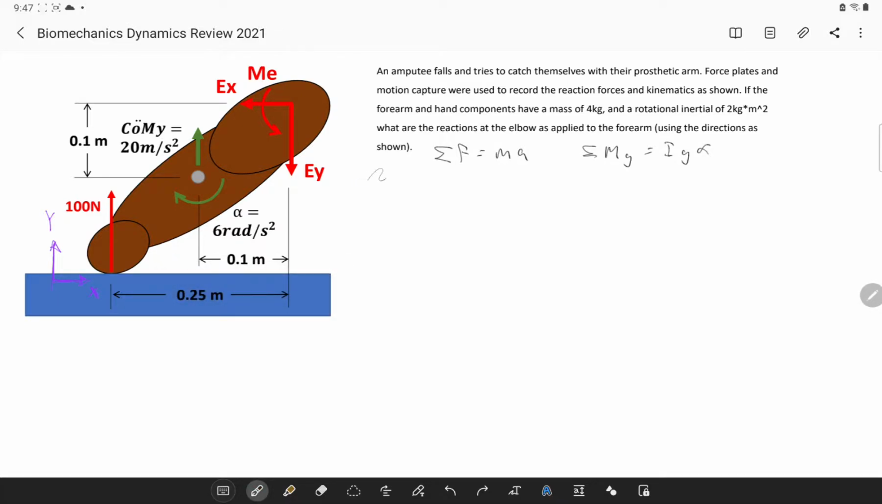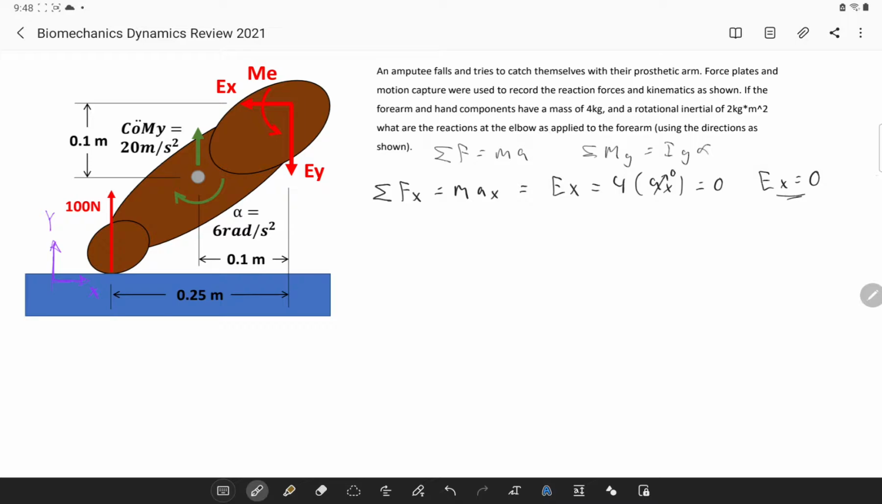So let's take a look at summation of forces in the x equals our mass times acceleration in the x. In the x direction, really all we have is our Ex. So that seems pretty straightforward. I'm going to set that equal to our mass, and then our ax, which again, as we said, is 0. So this is going to be all equal to 0. Therefore, our Ex is equal to 0. Super easy, fast and done.